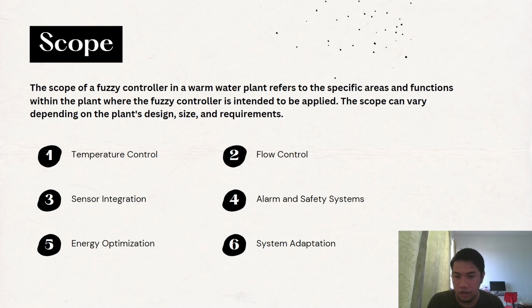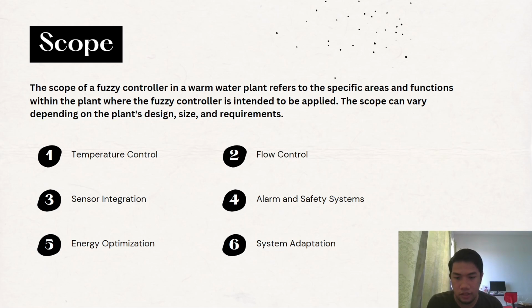Next, we have energy optimization. The fuzzy controller may include features to optimize energy usage within the warm water plant. It can adjust the operation of heating or cooling elements based on real-time conditions, demand, and energy efficiency considerations.